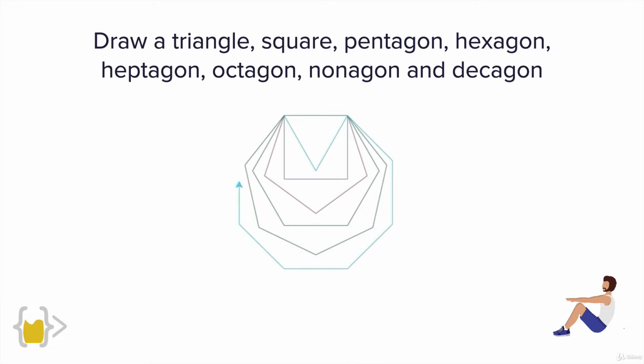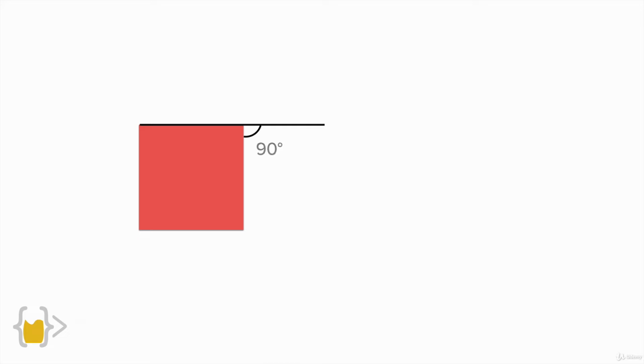And the final outcome should look something like this. All of these shapes overlaid on each other and drawn out in sequence. So you'll have to think a little bit about this because we know that a square has 90-degree angles. So we could get our robot to go forwards and then turn right 90 degrees and then go forwards again. But what about a pentagon? Well, a pentagon, each of the corners has a 72-degree angle.